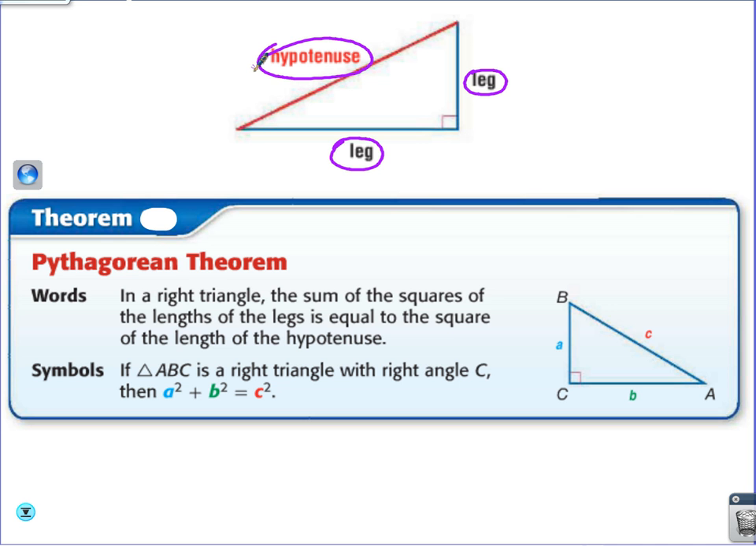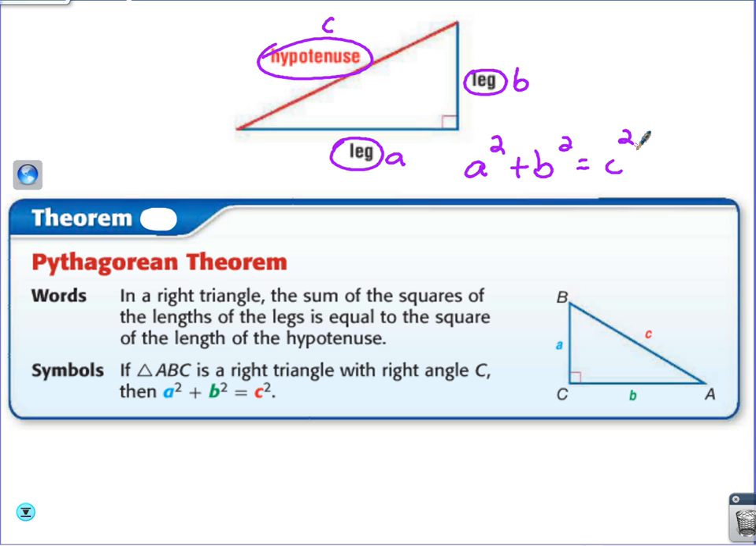And again, we've talked about it in classes past. I believe you've been having this ever since 5th or 6th grade. The two legs we call A and B. It doesn't matter which is A, it doesn't matter which is B. The hypotenuse we call C. And the relationship between the legs and the hypotenuse of a right triangle: the sum of the squares of the two legs will always equal the square of the hypotenuse. This theorem has been around for thousands of years.